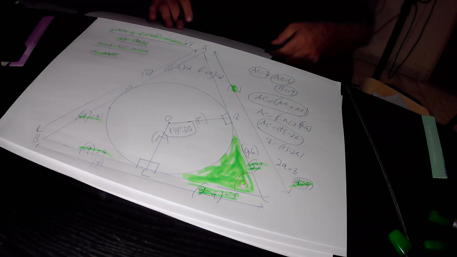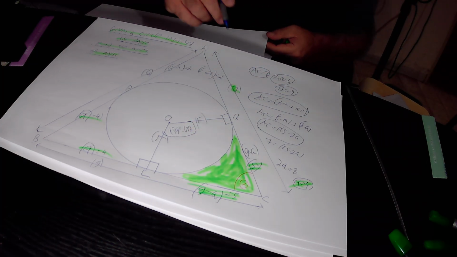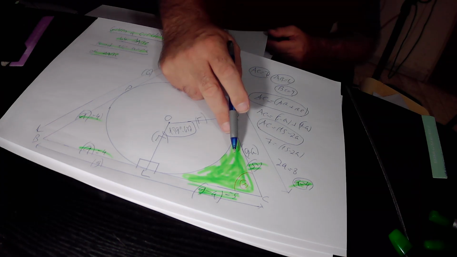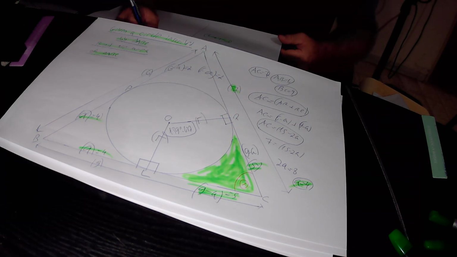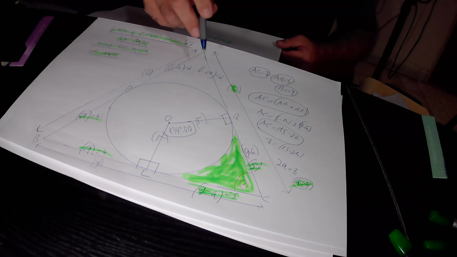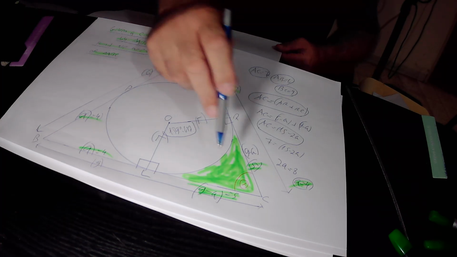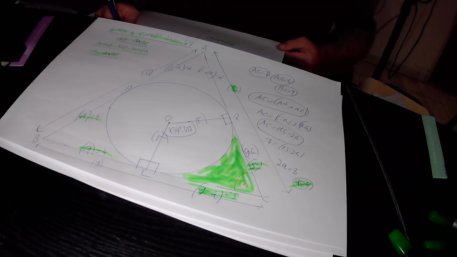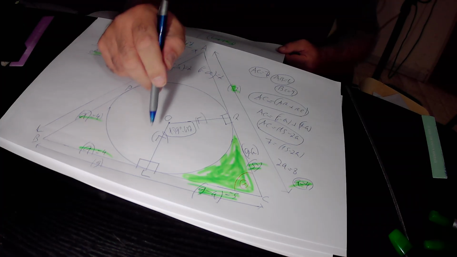So write it down. We found out that the area that we're looking for in this question, that is the area of this green shape, is equal to the area of this quadrangle QOLC minus the area of this sector QOL.